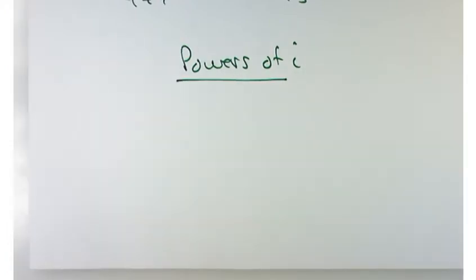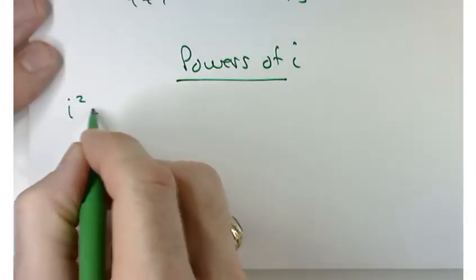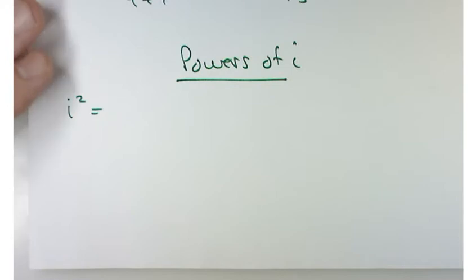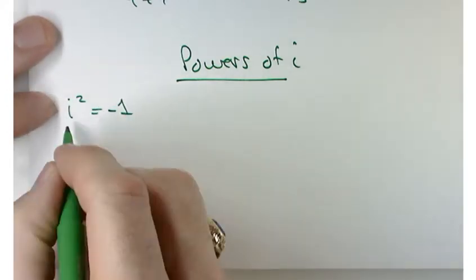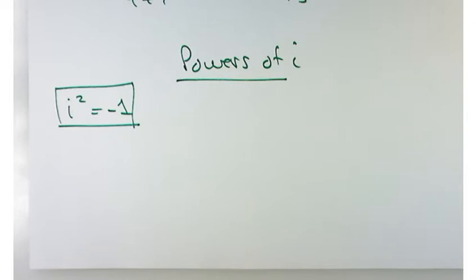Now, really, the only power of i other than i itself that you need to know is i squared. We've practiced with this enough that I'm not going to bug you for it. i squared is negative 1. And our goal is to use that to simplify other things.